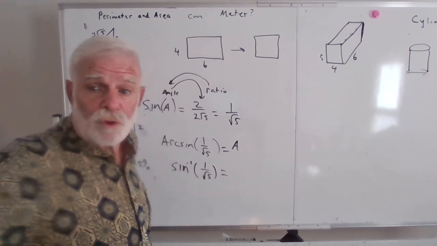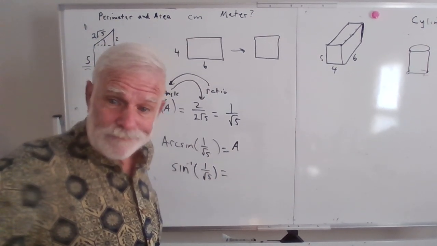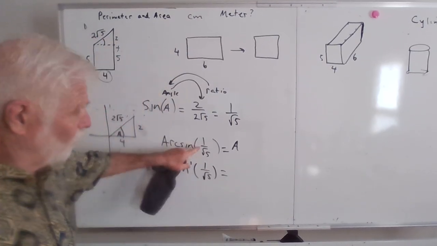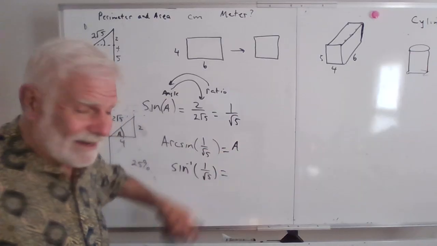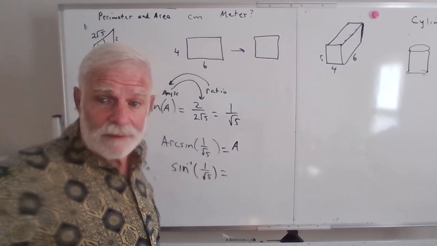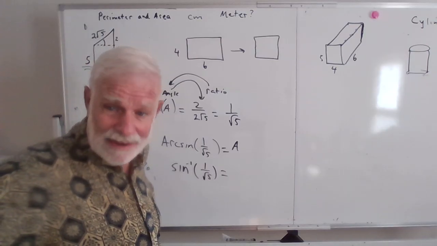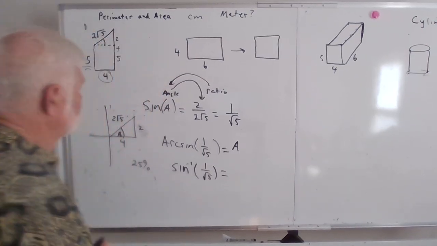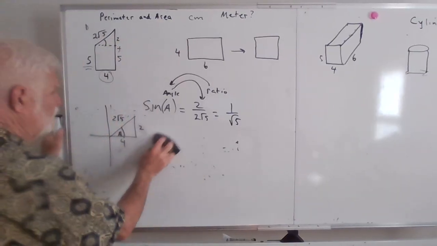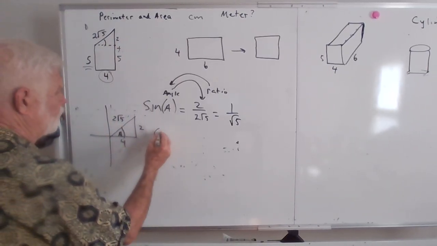So go to an inverse trig calculator, and you'll find these calculations. You plug in 1 over square root of 5, it's going to kick out the angle, because I sure as heck don't know how to get it. Okay, stored information, so you've got to access it. All right, so that's the sine. What's the cosine of the angle?